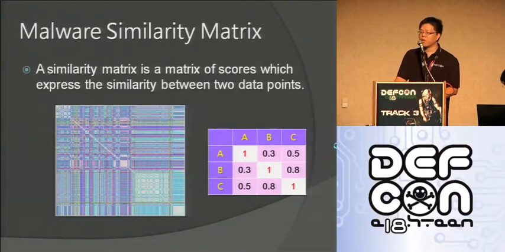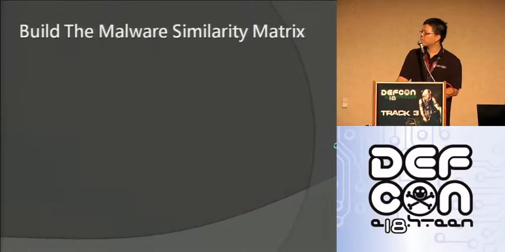So the way we do malware clustering is we try to compute the similarity between these malware instances. And so our final result, we will have to come up with a similarity matrix, which is a score that indicates how similar any two instances are compared between each other. So we will build a similarity matrix of the malware samples that we collected.